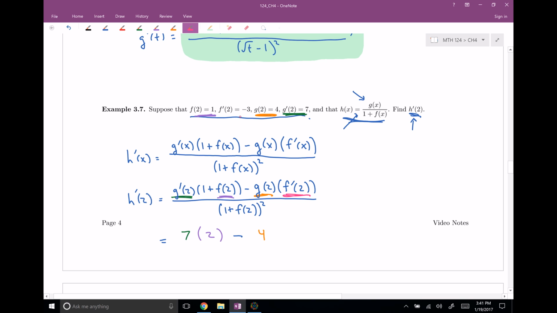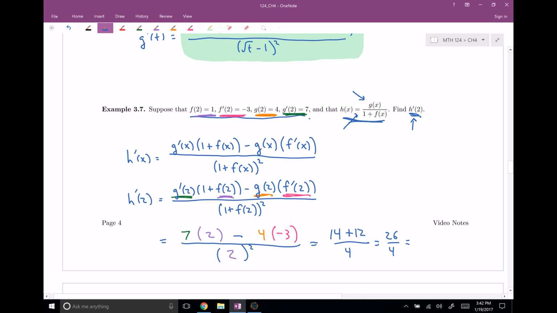F prime of 2 is given to us right here, negative 3. All divided by 1 plus f of 2. We've already used f of 2 up here. It was 1. So 1 plus 1 was 2. And that's supposed to be all squared here. And so I get 14, 2 times 7, minus, let's see, 4 times negative 3 would be negative 12. So minus a negative 12, that's going to be plus 12. All divided by 2 squared, that's going to be 4. So I'm going to get 26 divided by 4.